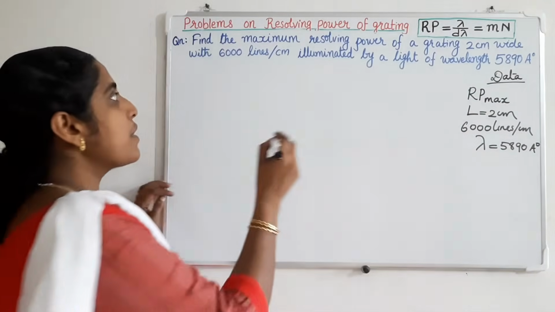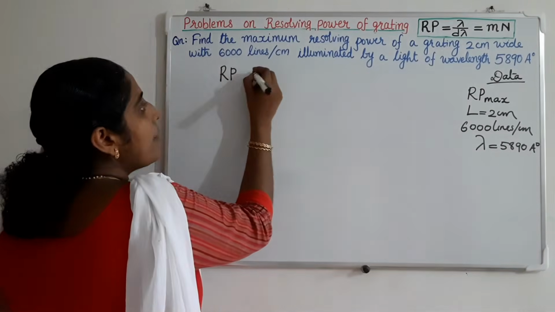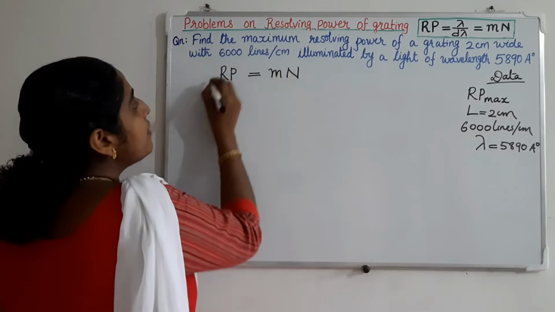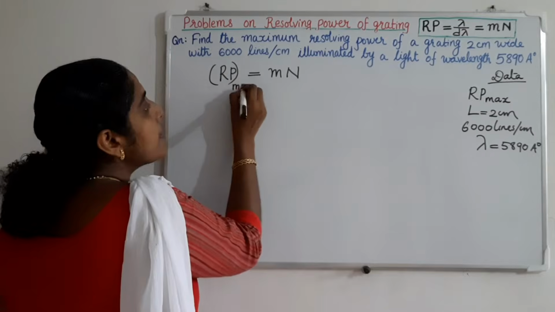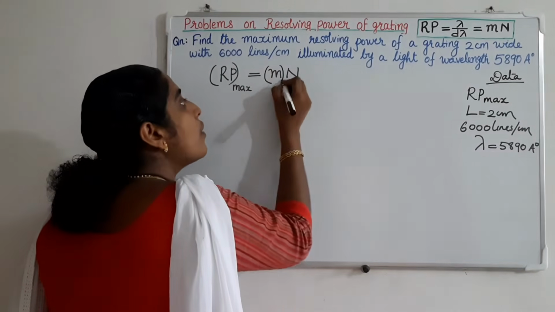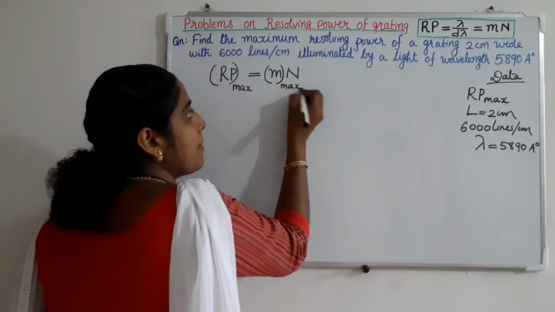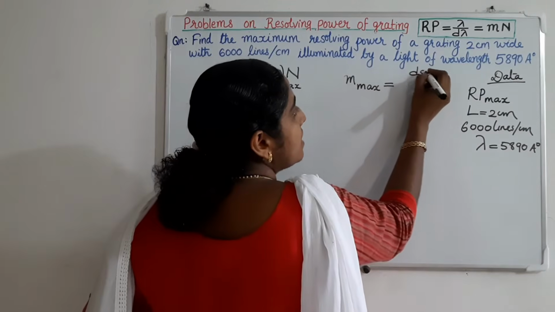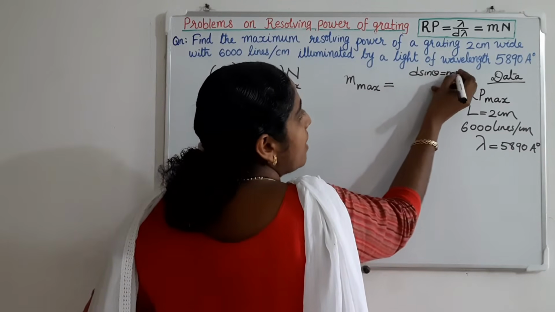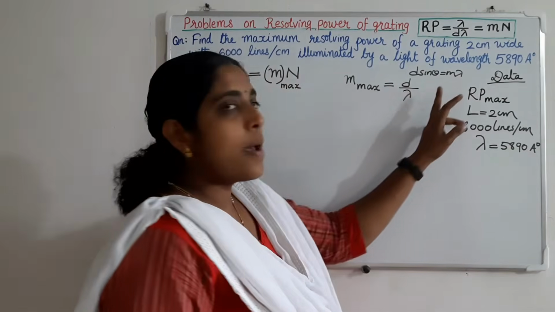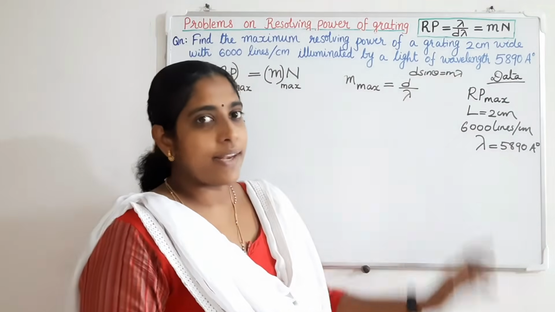So the expression for resolving power is lambda by d lambda, that is equal to mN. Here we want to find out the maximum resolving power. So maximum resolving power means the order also must be maximum. So the maximum order we can find out from the grating equation, that is d sin theta is equal to m lambda. From this, m maximum is equal to d by lambda, because for maximum order sin theta is maximum, that is equal to 1.